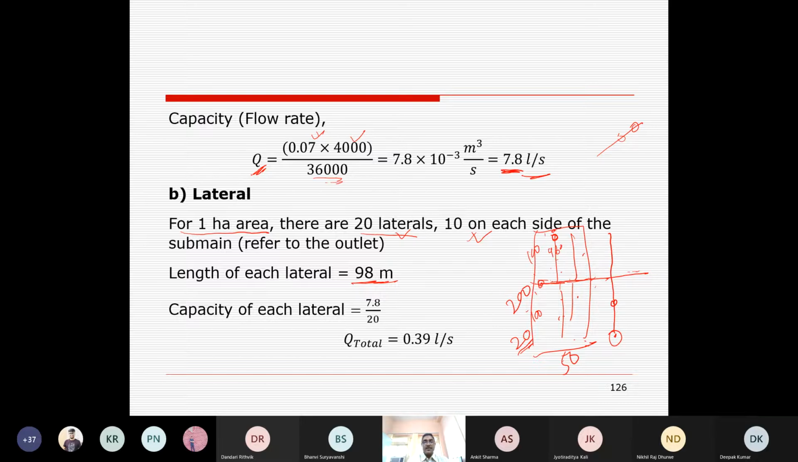So for the capacity of each lateral, we have 98 meter length, 20 laterals, and 7.8 liters per second needs to be applied to this whole 1 hectare of land. So 7.8 divided by 20 laterals, per lateral capacity will come to 0.39 liters per second per lateral.